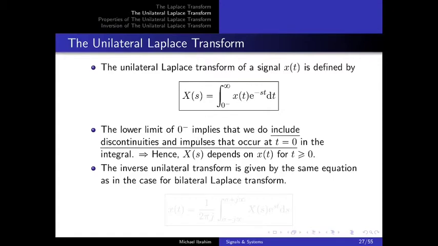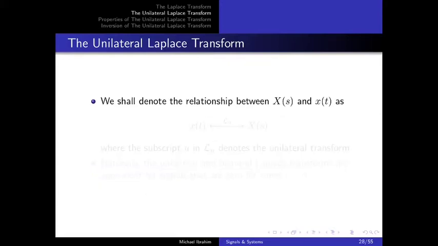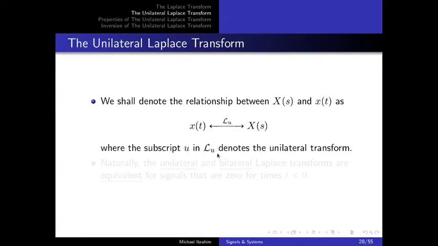The inverse unilateral Laplace transform will be given by the same equation we have seen in the previous lecture, 1 over 2 pi j integration x of s e to the power st ds, which is a complex integration, would be evaluated using the residue theorem. We will not be going through it right now. We will be doing the inverse in a different way. We will use a different approach to compute the inverse Laplace transform. So we will denote this transform pair as follows. So x of t has a unilateral Laplace transform, so we have this L lowercase u, and will give us x of s, where Lu, this u denotes the unilateral transform.